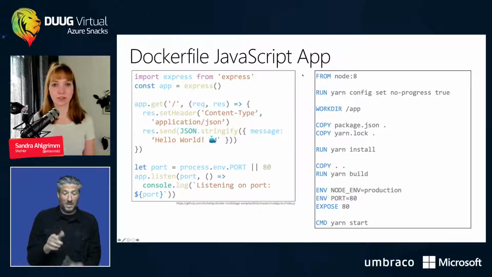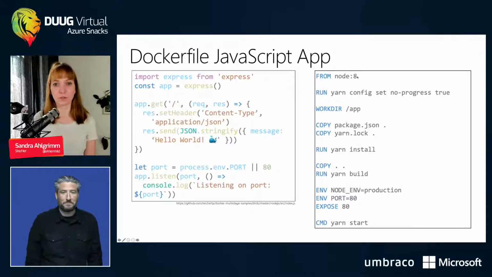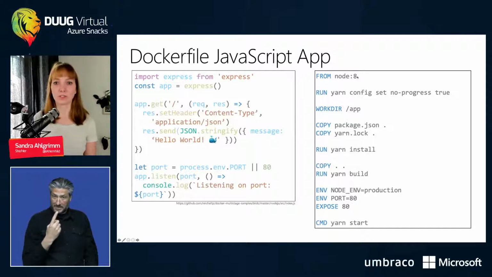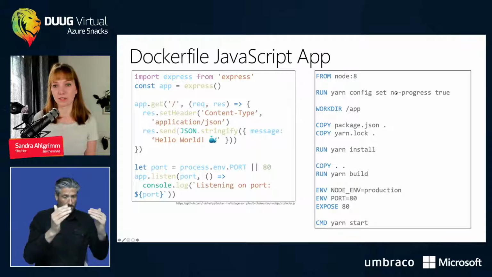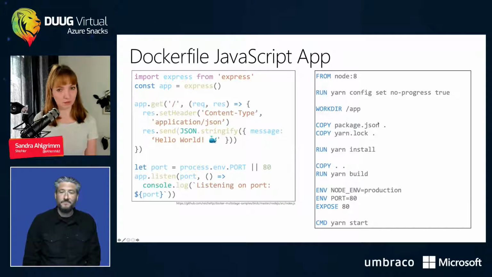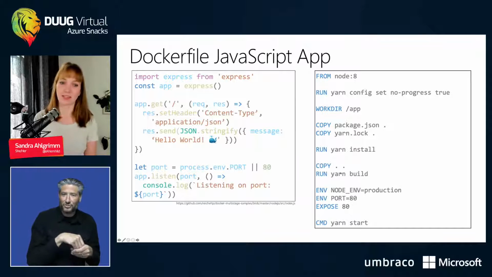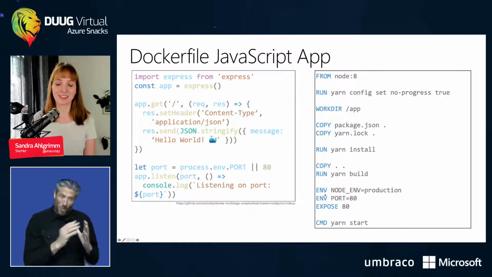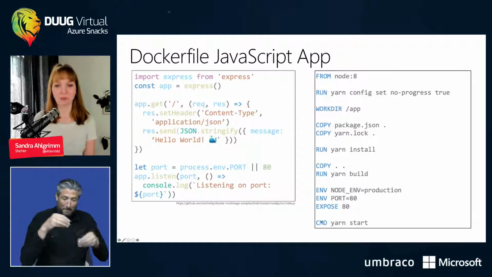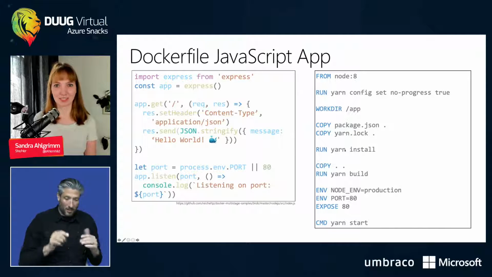So here, the Dockerfile, again, it always starts with the from command. So from node, here I also specify a version, as we talked about this. Then I run a command, which is yarn config set no progress true. I set my work dir. I copy the package JSON, the yarn lock, to be able to run the yarn install, copy everything again, run yarn build, set environment variables, expose my port, and the starting command here is yarn start.